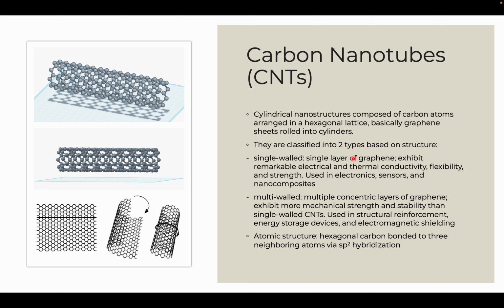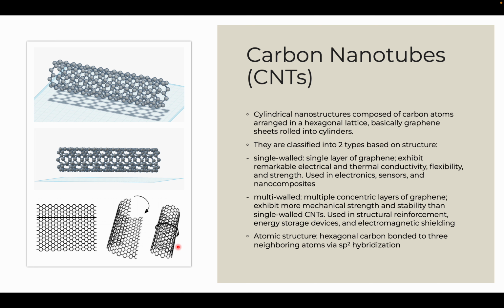Carbon nanotubes are cylindrical nanostructures made of carbon atoms in hexagonal lattice. They are basically graphene sheets rolled into cylinders, like this illustration is showing. They can be classified in two ways based on how many graphene sheets they have. They can either be single-walled or multi-walled.